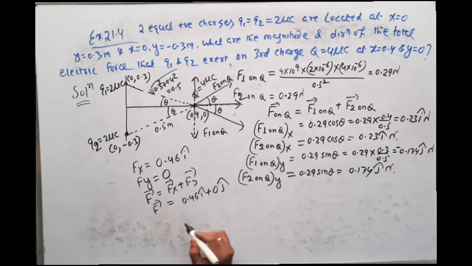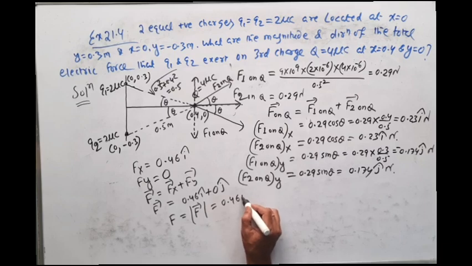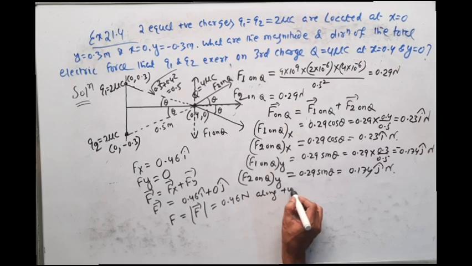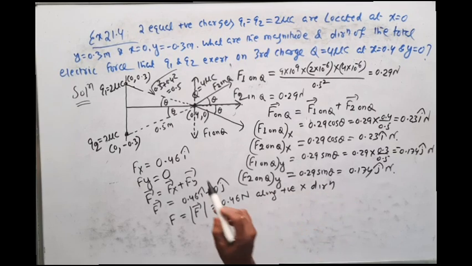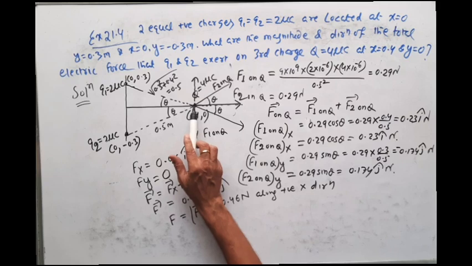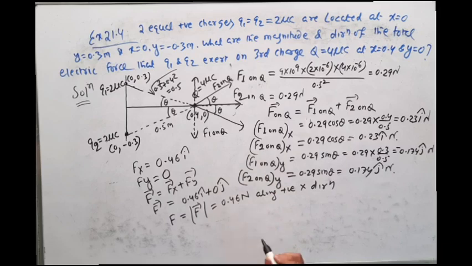So this is the force value. And if we calculate the magnitude, what is the magnitude? The x component square plus y component square, square root. So we can say it is 0.46 Newton. And along which direction? Along positive x direction. That means these two charges will exert force on this Q along which direction? Positive x direction. So net force is equal to 0.46 Newton along positive x direction. So this is the solution of this numerical.